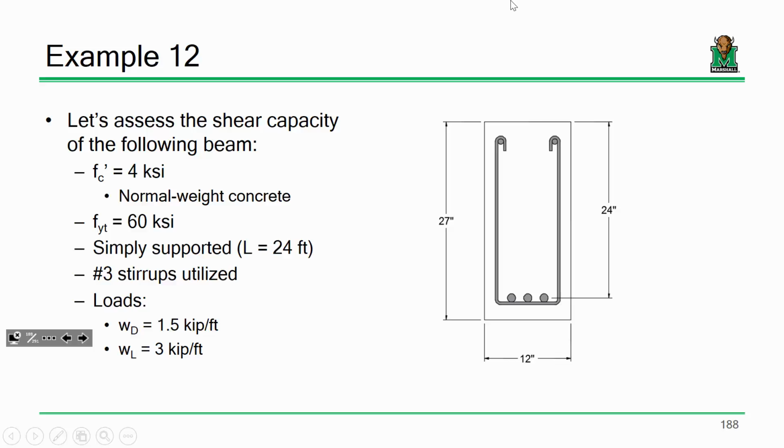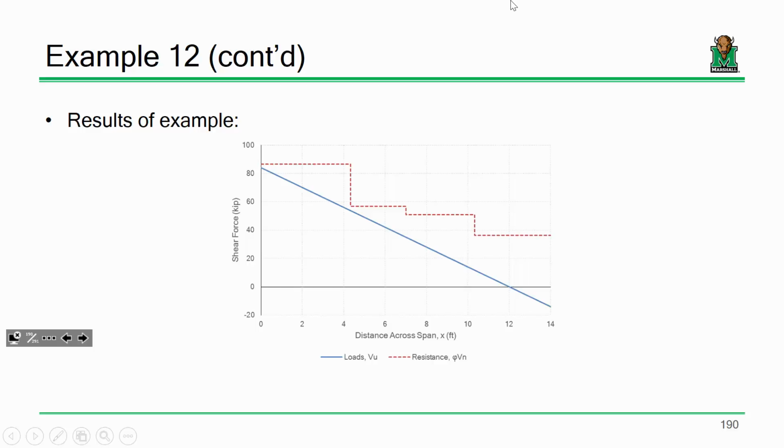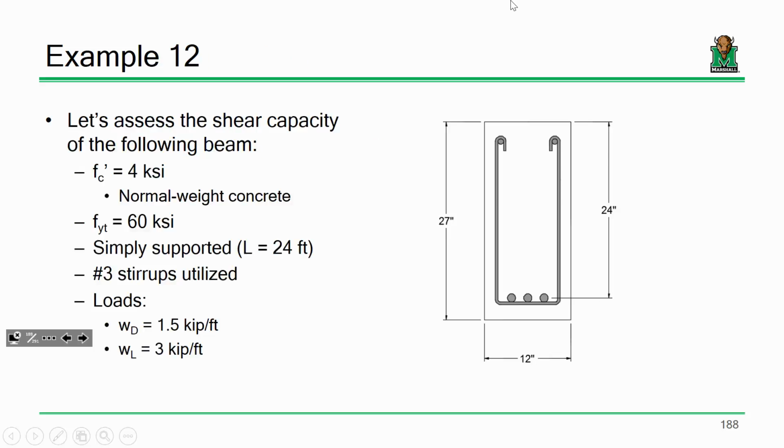Okay. Now, I've given you the answer for this example, and it looks like this. But I want to see how we're going to get there. So what we've got here is a beam that's 4 ksi concrete, 60 ksi steel. Now, if you notice, I'm saying f sub yt is 60 ksi. I don't really care about this steel for this example. I don't care about these 3 bars. I care about the stirrups. Okay.